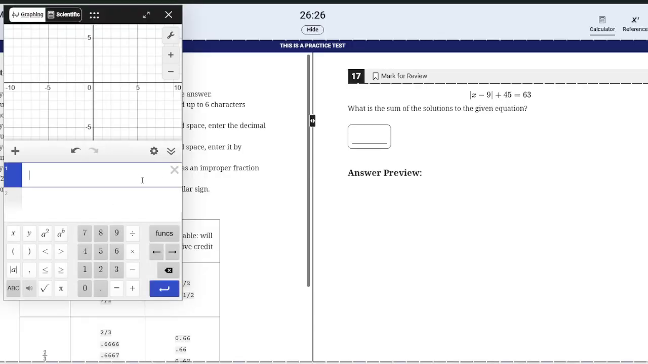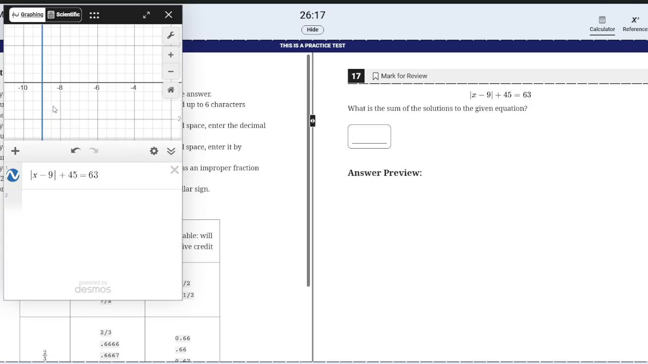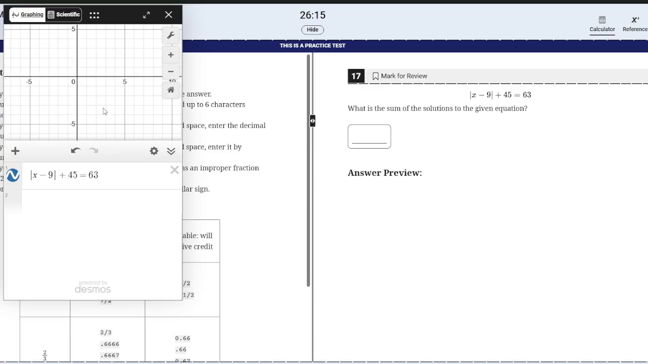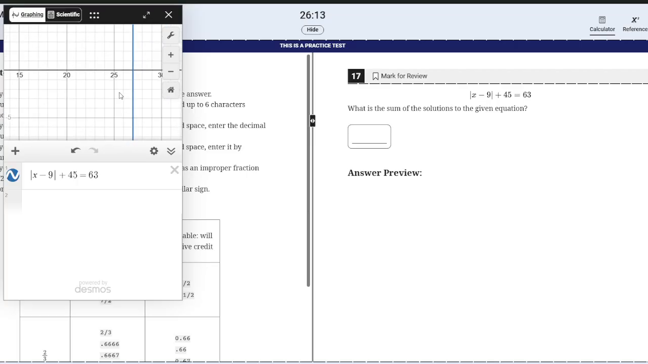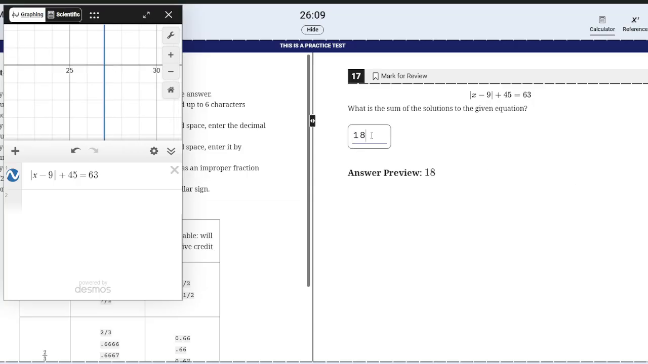What's the sum of solutions? Right here we're just going to type absolute value of x minus 9, plus 45, is equal to 63. We get two solutions. We get -9, and you get what? 27. So 18 is going to be your answer there.